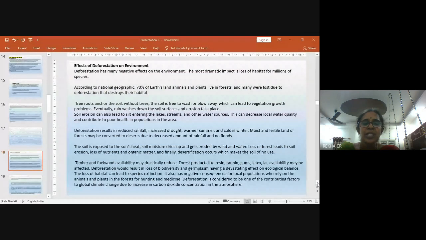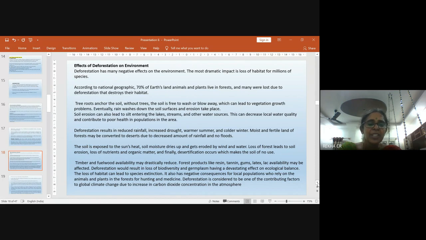So eventually the rain washes down the soil surfaces and erosion takes place, and it leads to silt, which enters into the water bodies like lakes, streams, rivers, etc. So this decreases the quality of water and contributes to poor health in populations in that particular area.